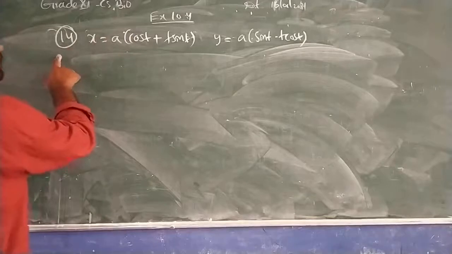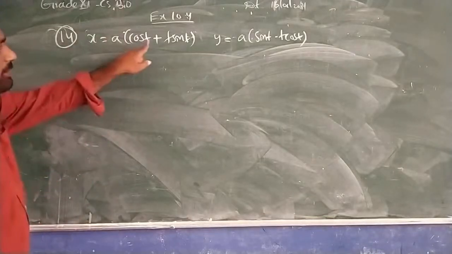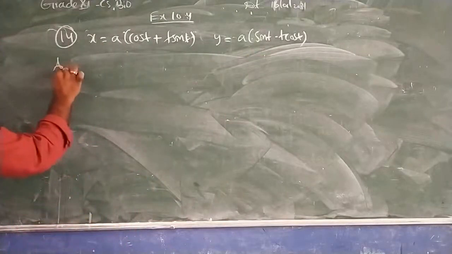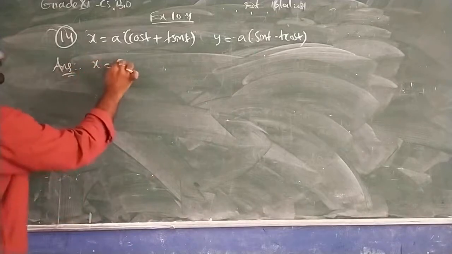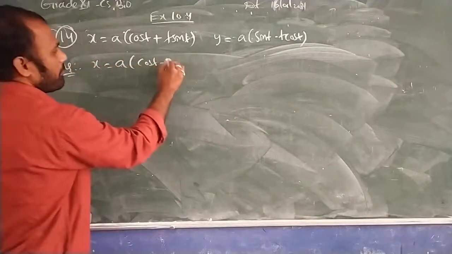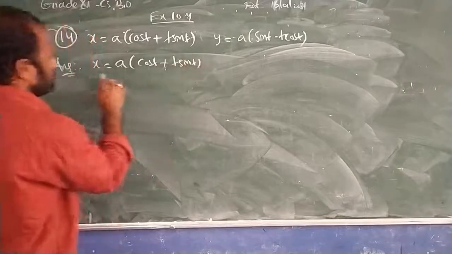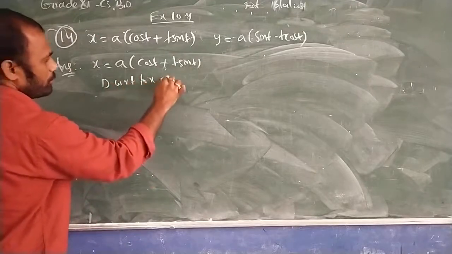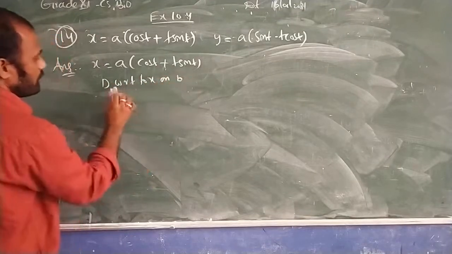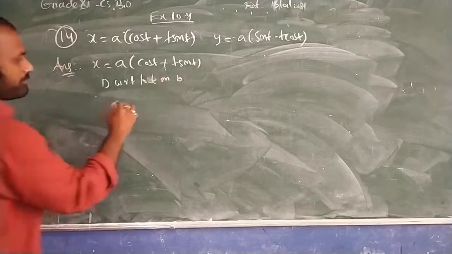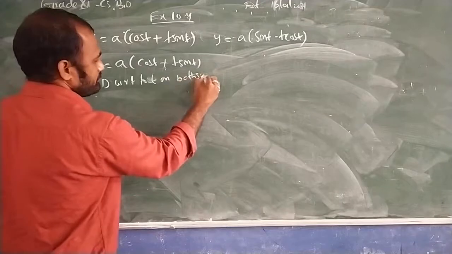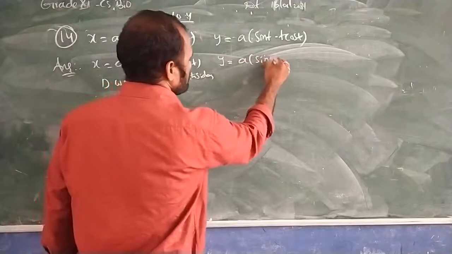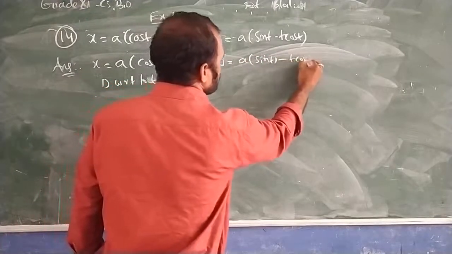Next, question 14: x is equal to a into cos t plus t sin t, y is equal to a into sin t minus t cos t. Let us solve the answer. X is equal to a cos t plus t sin t. So I will differentiate with respect to x on both sides, not with respect to x, with respect to t on both sides. So here also we will differentiate with respect to t on both sides. Let us do two at a time. Minus t.